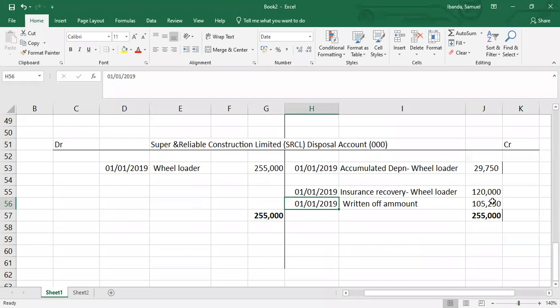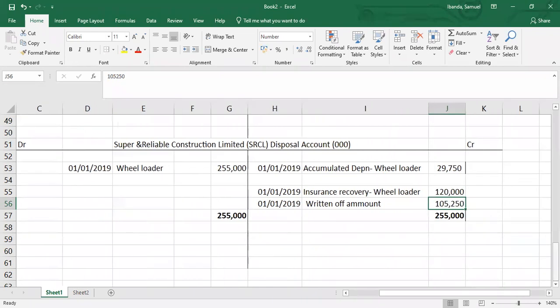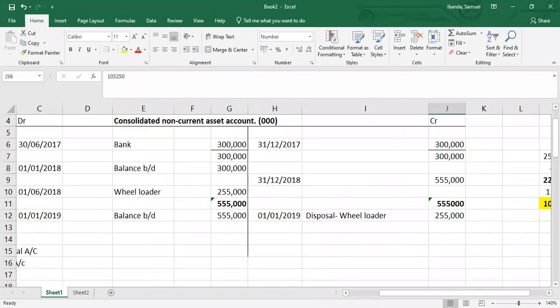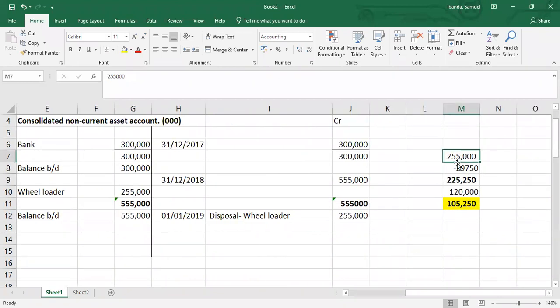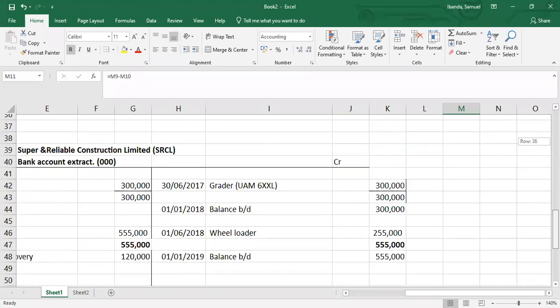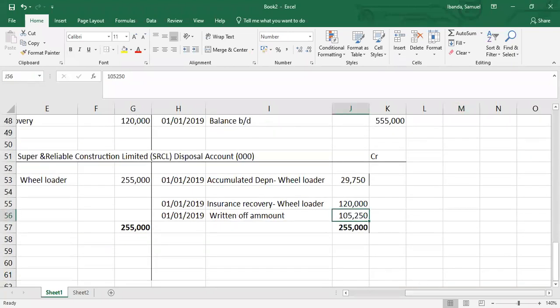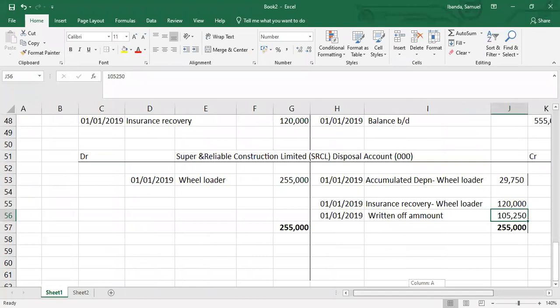Okay. So remember, we already calculated this 105,250 just from a simple man's way of understanding right here, where we said if this asset was 255 and it had depreciated 29,750, then its value at that point in time was 255,250. So if the insurance company was able to give us 120 million, it means that the remainder, 105,250, is supposed to be written off, which is exactly what we got down here. So that is the same amount. So that is what I will do with the wheel loader.